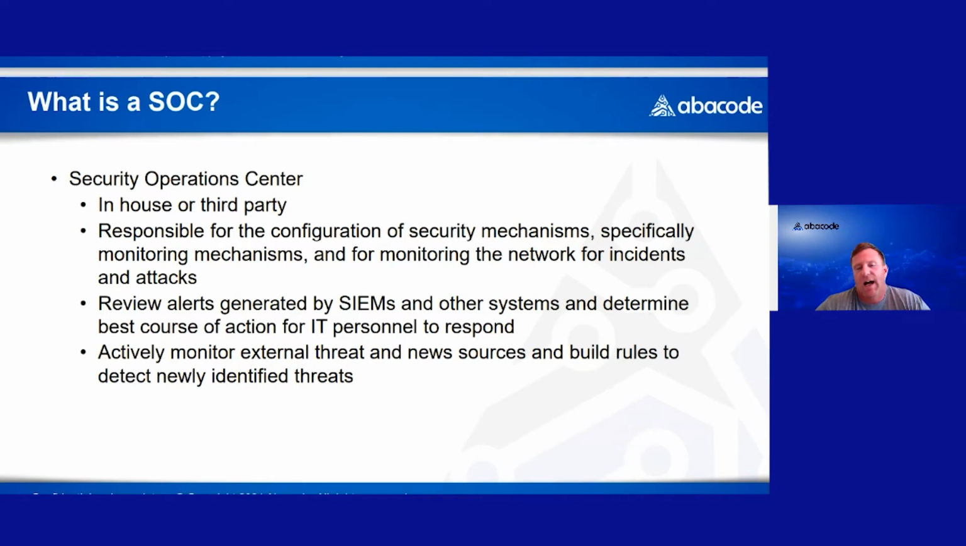All right. We're actively monitoring external threat and news sources to build rules to detect newly identified threats. Right. The content development, if you will, those rules, they constantly have to adapt as the malicious actors adapt, right? As they make changes to their tactics, techniques, and procedures, we need to then pivot in our alarm correlation rules in order to detect those new tactics.